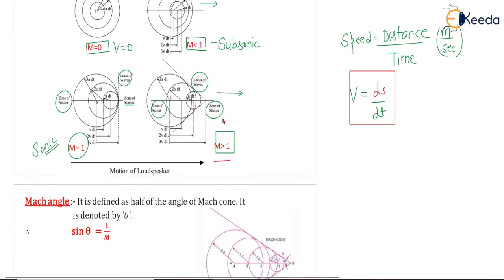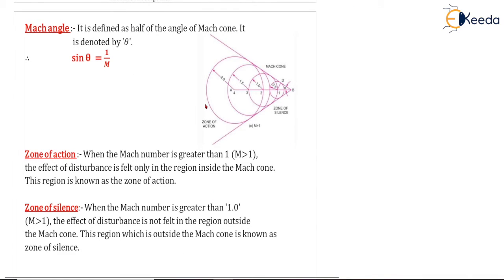Now Mach angle, what is Mach angle is also defined. You can see there's the angle, this alpha, it is defined as half of the angle of the Mach cone, correct? So if the complete angle is suppose 2 alpha, so this is alpha, and this will be alpha, total angle is 2 alpha. So this alpha is defined as half of the angle of the Mach cone. It is denoted by alpha or sometimes theta also, correct? So sine theta equal to 1 by M.